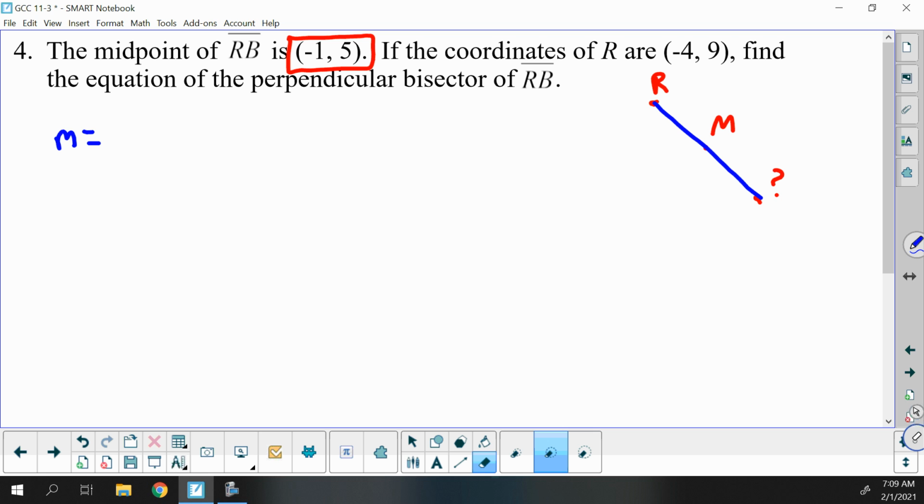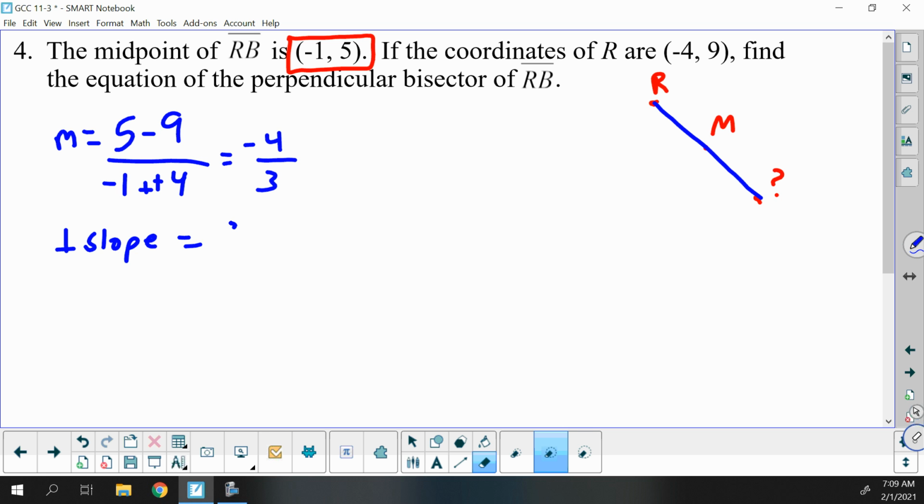So we'll start with one of our y values, so 5 minus 9. If we started with 5, we've got to start with -1 in the denominator, minus a -4. This is going to become a plus, so we'll have -4 over +3. Our perpendicular slope, when we flip and negate that, will be a +3/4. So we will use that and the midpoint, which they already gave us, so a little bit less work, to find the equation of the perpendicular bisector.